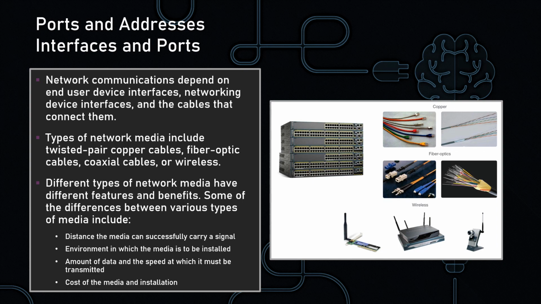Now, different types of network media, of course, have different features. They also have different benefits, the amount of distance they can cover, the amount of speed they traditionally handle, security options, etc. The things we need to consider are how fast can the media successfully carry a signal, in what environment will it be installed, the things like the bend radius would come in at that point, the amount of data and speed that must be transmitted, and the cost of the media and installation.